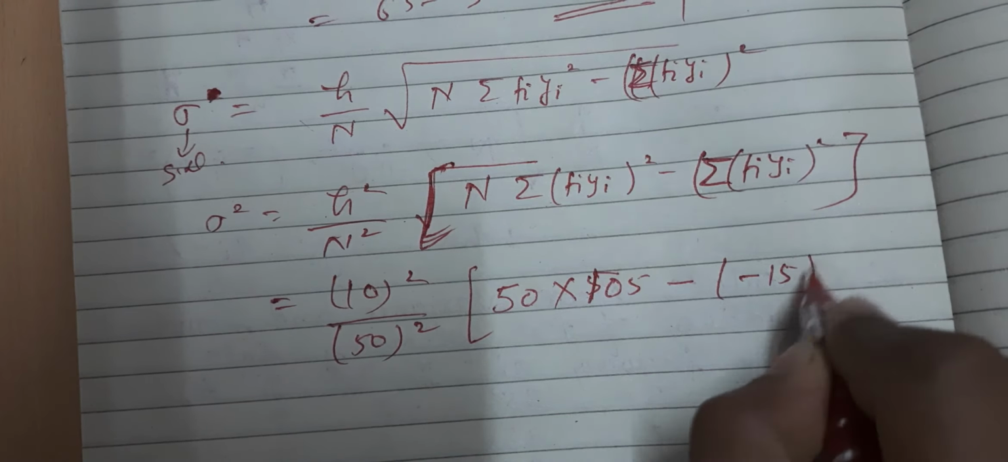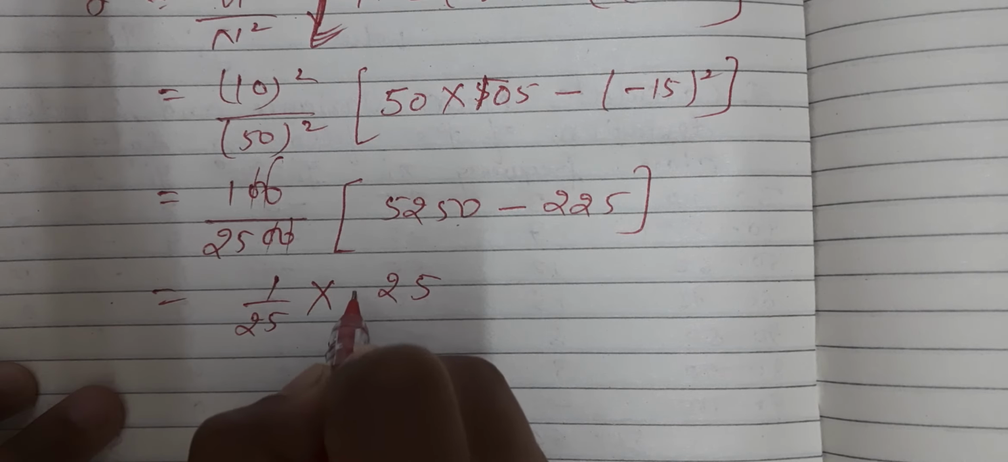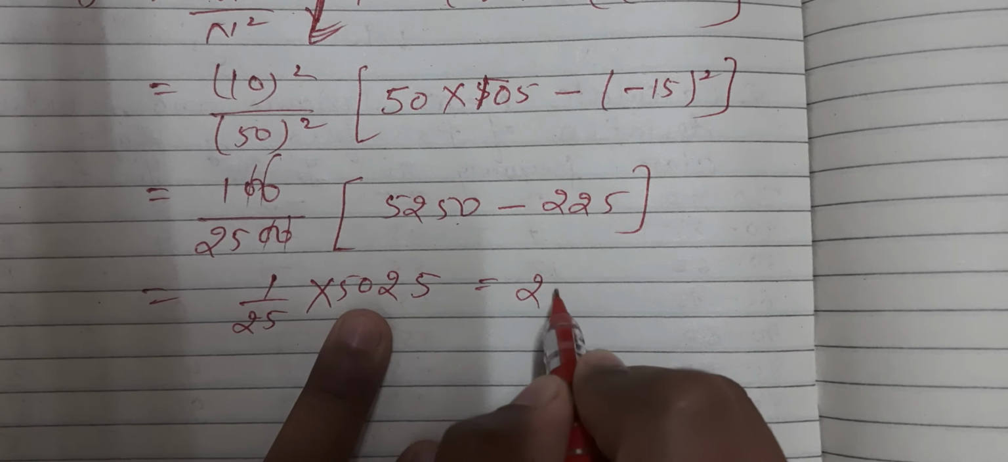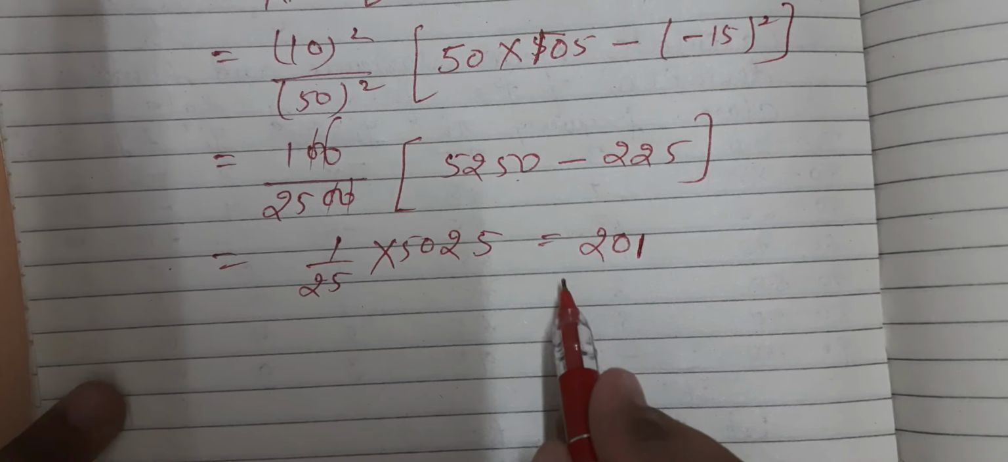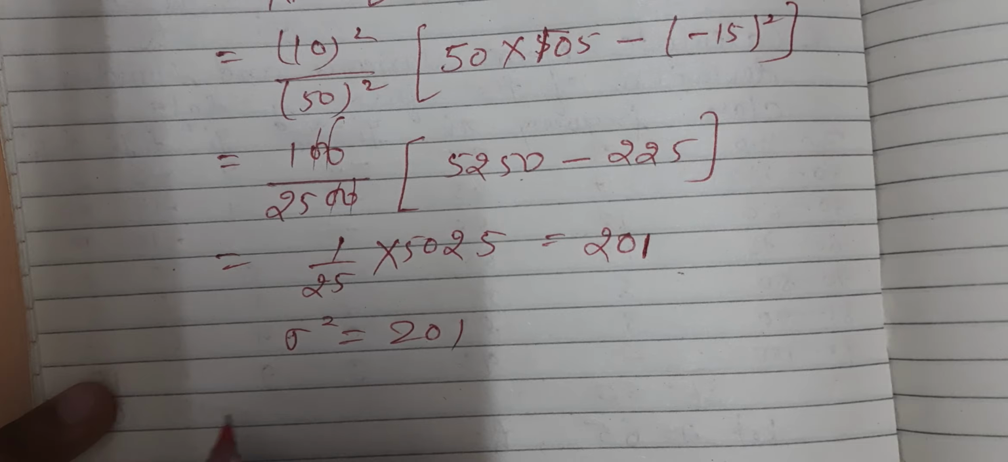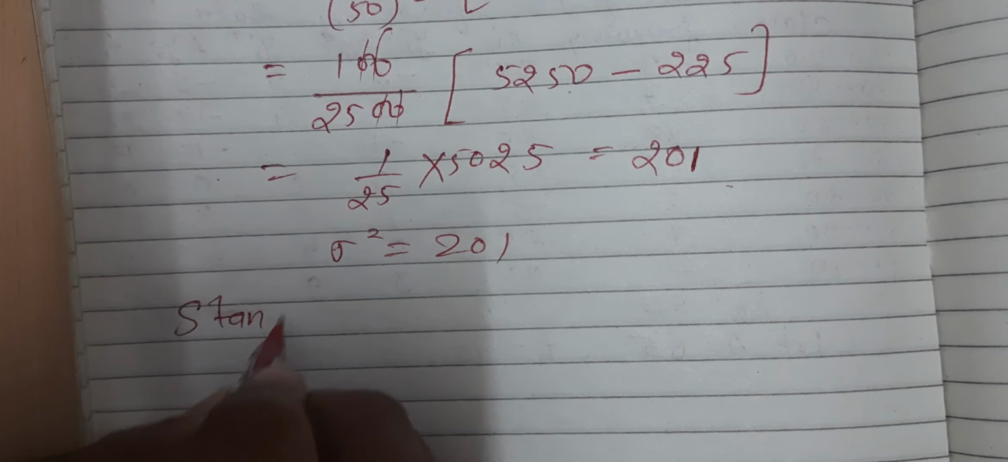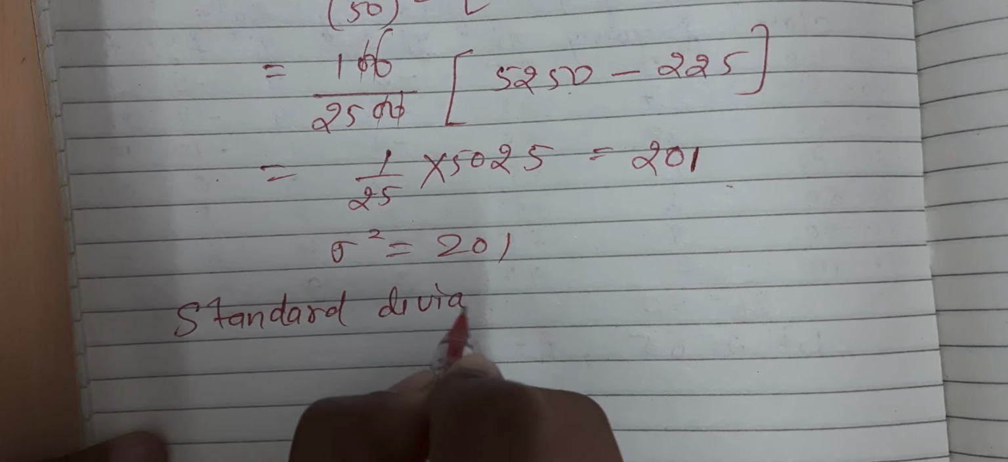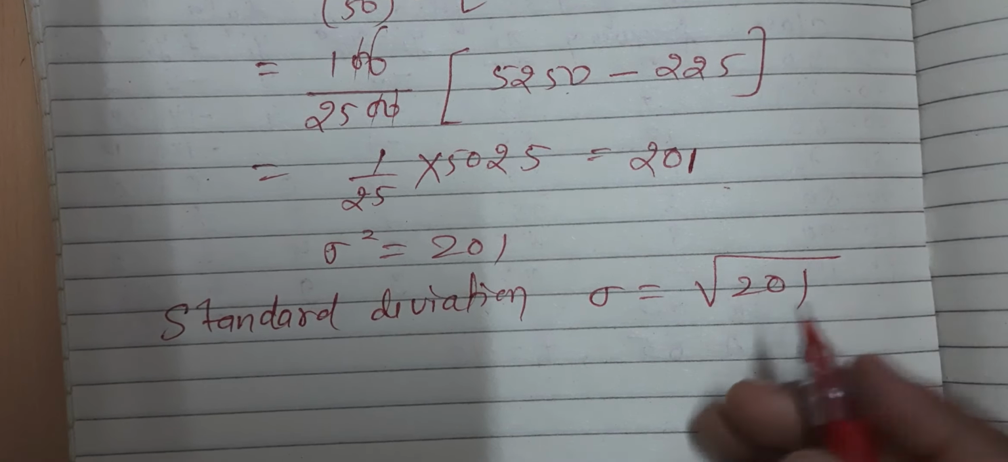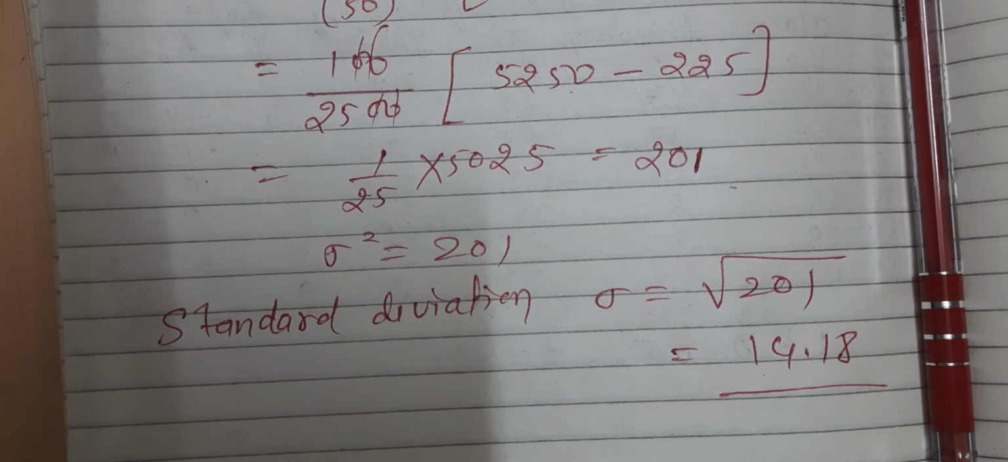Now simplify this value. So 1 by 25. This is our variance, 201, and from here we will find the standard deviation, sigma, which equals root of 201, which is nearly equal to 14.18. So this is the standard deviation.